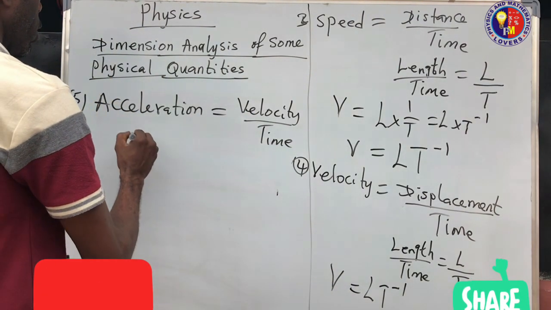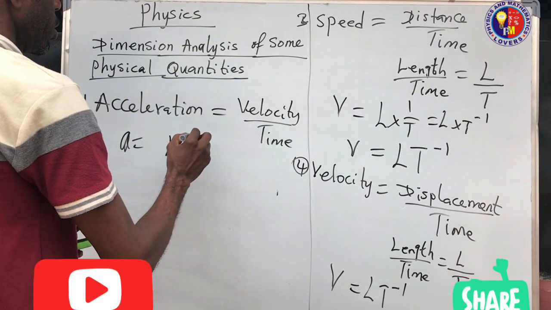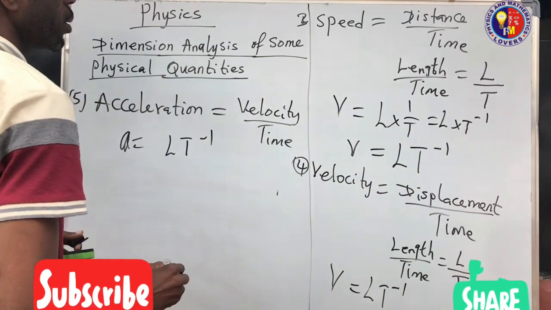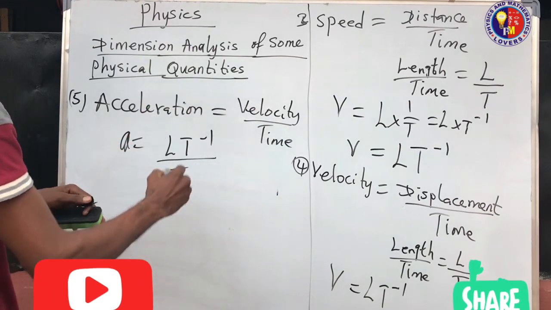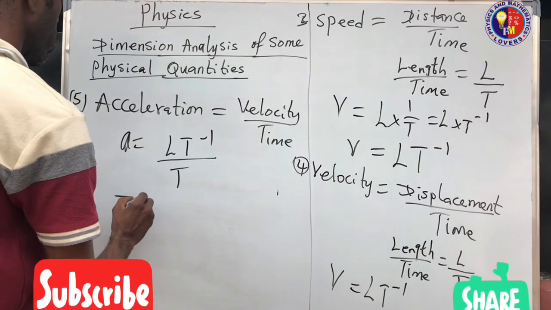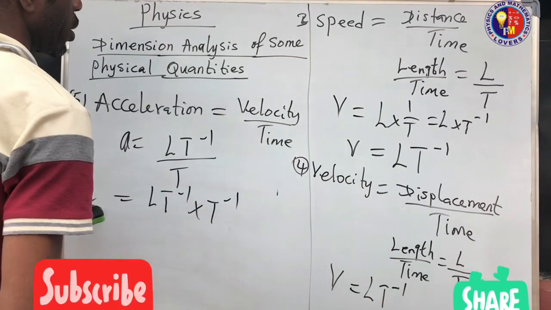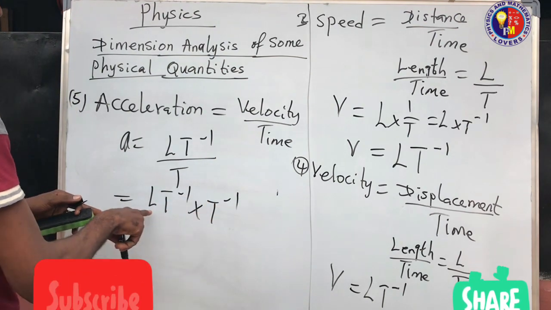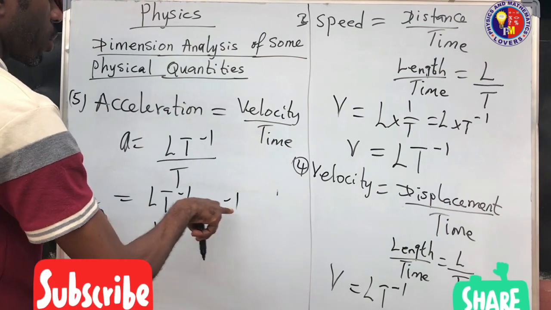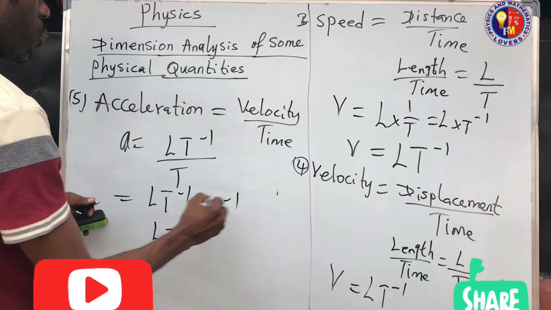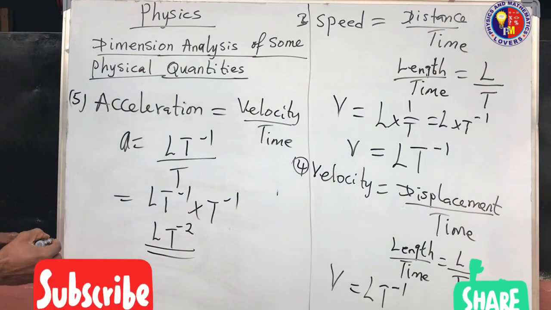So at the end of the day, your acceleration A will be equal to L T raised to power minus 1, all over T. We still have another T here, so we're going to make it in a linear form. It will give us L T minus 1, times another T raised to power minus 1. The T and T are the same base, so bring L down, L T, then minus 1 minus 1. We add the powers according to the law of indices. The bases are the same, so you add their powers and it becomes minus 2. So this is the dimension of acceleration, L T minus 2.